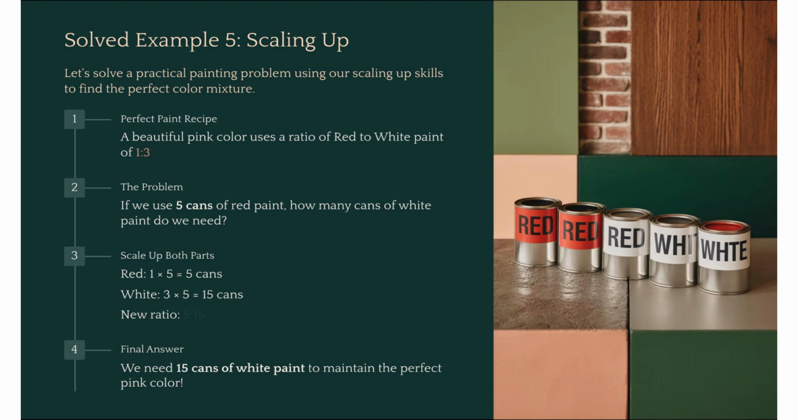We look at the red part of the ratio, which is 1. To get from 1 to 5 cans, we multiplied by a factor of 5. Since we must keep the ratio equivalent, we multiply the white part, 3, by that same factor. 3 times 5 equals 15. So you need 15 cans of white paint. Your new equivalent ratio is 5:15.